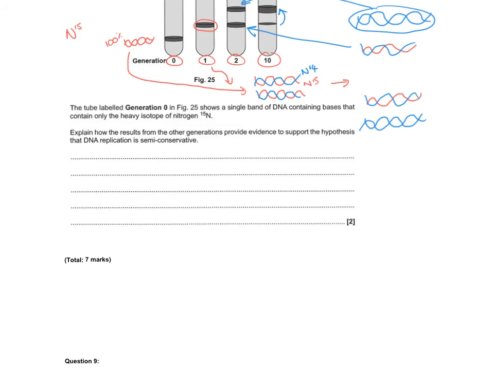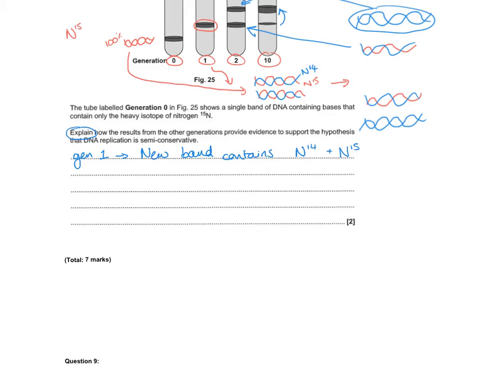Now the question is, how are we going to explain this in our answer? So let's read the question very carefully first. The tube labelled generation 0 shows a single band containing bases with only the heavy isotope. Explain how the other generations provide evidence to support semi-conservative replication. So we're going to go through each generation and make a statement for each one.